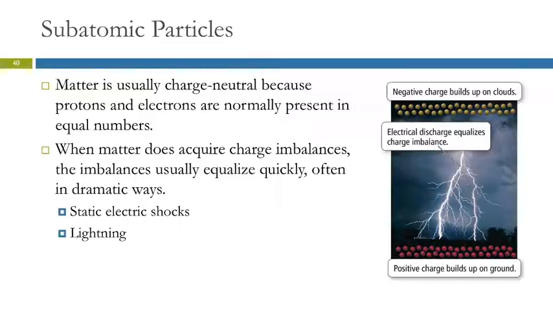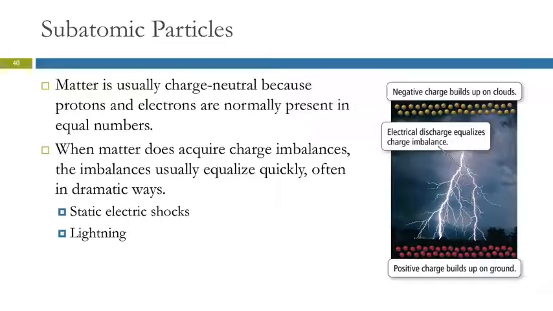But you can get a charge imbalance that develops. One way to do this is take a balloon and rub it in your hair. And then if you pull it away from your hair, depending on how long your hair is and the texture of your hair, you can get your hair to stand up. Why does it do that? Because you've disrupted the electrical balance.